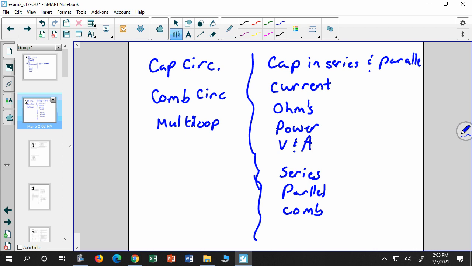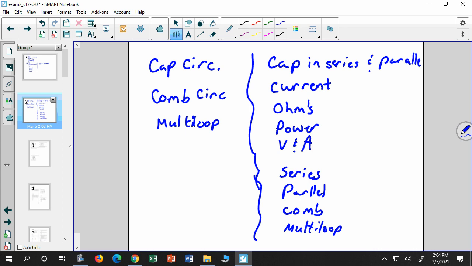And then you'll have 3 or 4 combination circuits. That'll be both calculations and qualitative. So like, what happens to the voltage here if this happens, or which has the biggest current, or which has the biggest voltage, that sort of thing. And then finally, you'll have multi-loop.